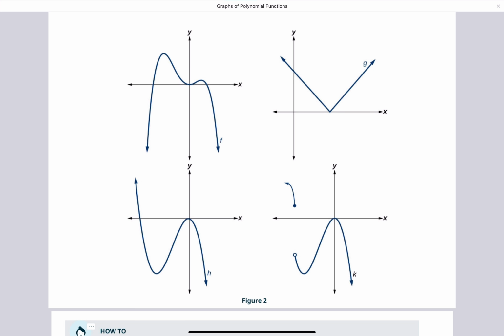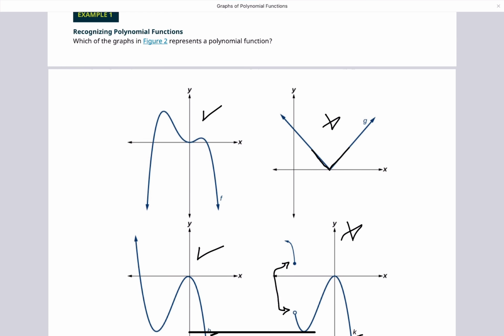Assuming you paused the video and solved this, starting with the first one, function f, it is continuous, which is good. It doesn't have any sharp edges, which is perfect. So it is a polynomial function. This one has a sharp edge, so it's not a polynomial function. With h, we do not have any sharp edges, and it is continuous, which is a polynomial function. What about k? There's a gap going on. It's not continuous. It's not a polynomial function. That's it. Pretty straightforward.